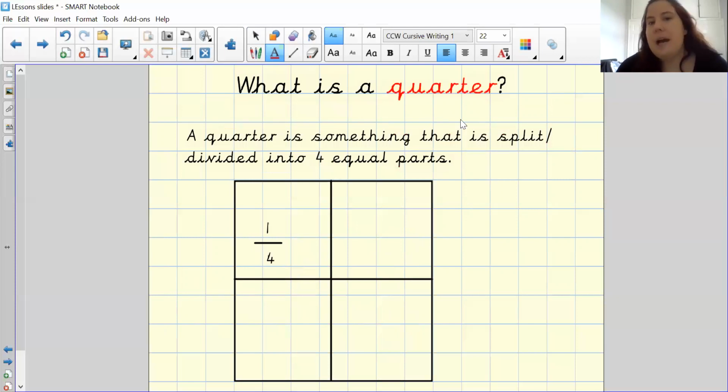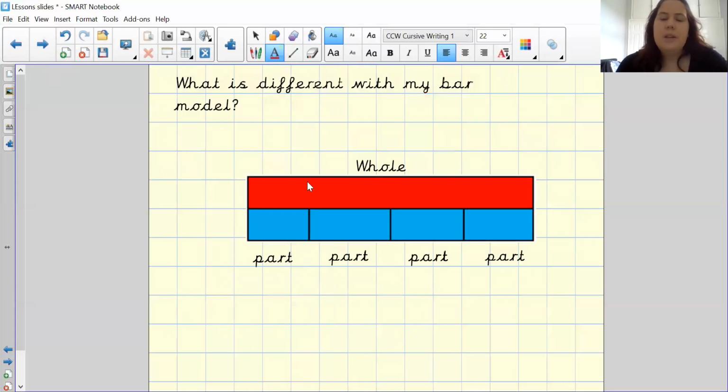So let's recap what is a quarter. Quarter. Quarter. Fantastic. A quarter is something that is split or divided into 4 equal parts. I've got 1, 2, 3, 4, and each one is a quarter. As you can see, I've written it there, 1 quarter. I've got 1 piece out of 4 of the whole.